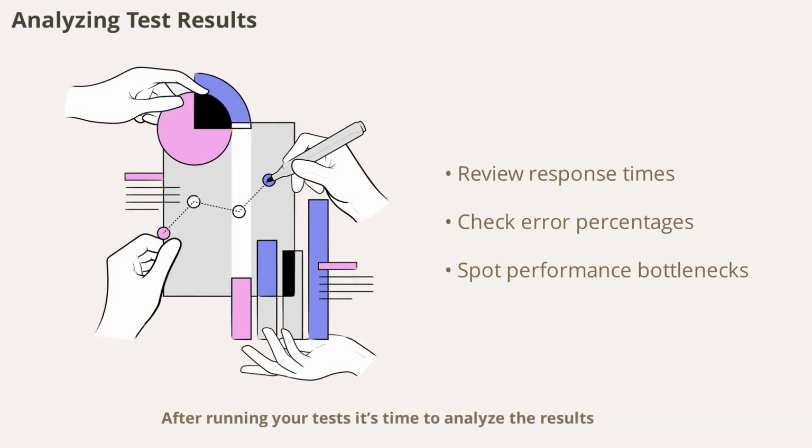After running your tests, it's time to analyze the results. Focus on key metrics like response times, error percentages, and throughput. Use the summary or aggregate report to identify spikes or bottlenecks, and review response charts to spot trends. This analysis helps you understand how your application performs and where improvements are needed.